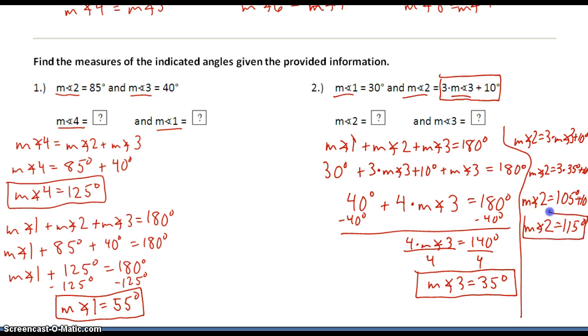It's 3 angle 3's plus another 10 degrees. I can always check my answer by plugging them back in. 30 plus 115 plus 35 should equal 180.